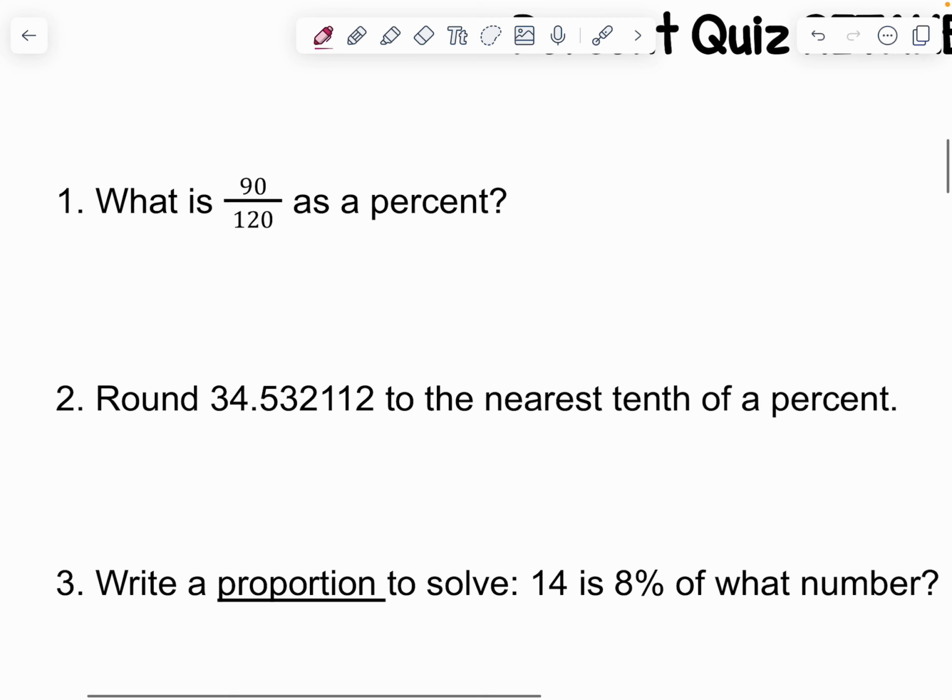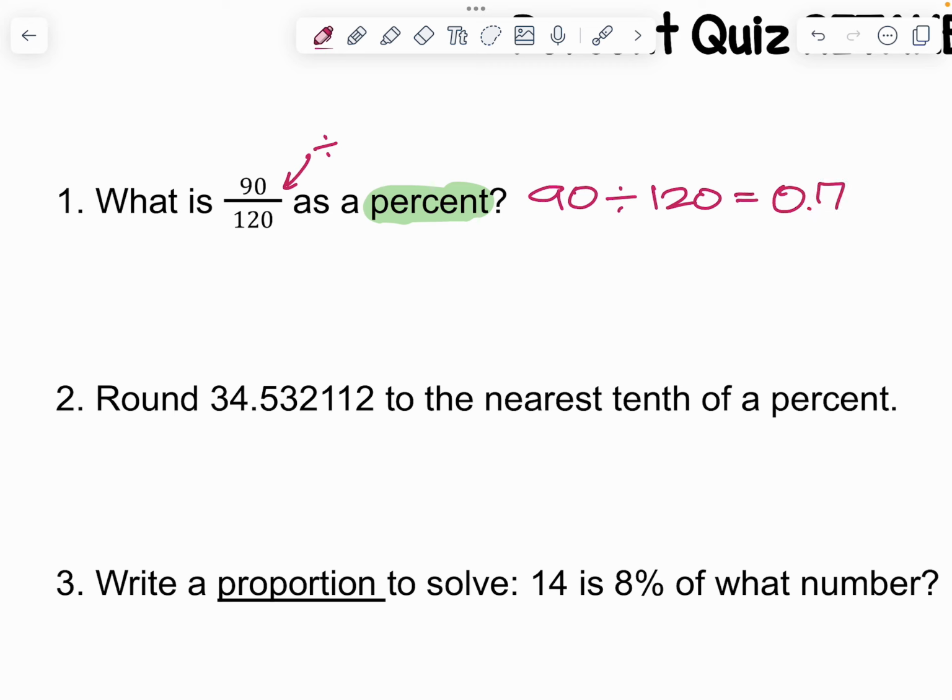What is 90 over 120 as a percent? Well, we know that that line means to divide. So go ahead with your calculator. Divide 90 by 120. And then you're going to take that number and turn it into, they wanted a percent. So 90 divided by 120 is 0.75. I want to make that a percent. So leave that in your calculator and just multiply times 100. If you notice, you'll end up with 75%.